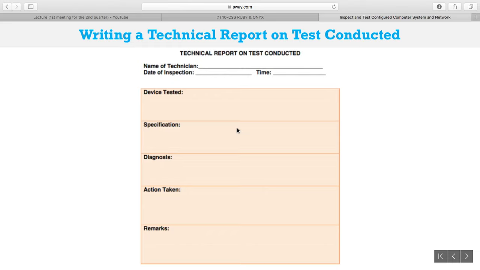Sa diagnosis, ano yung problem na nakita mo? And as sa action taken, paano mo inayos? Nag-reformat ka ba? Nagpalit ka ba ng kable? Kung ano yung mga ginawa mong troubleshooting dyan? Sa remarks, kung fix siya, pwede mo ilagay dyan na fix. Ibig sabihin, naayos mo yon. Kung hindi naman, pwede kang mag-suggest dito ng purchase of another cable or another expansion card. So, kung may kailangan bilhin at palitan, lalagay mo yun dito. So, yun yung technical report.